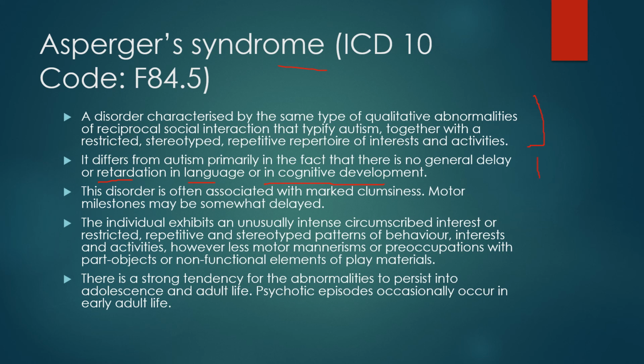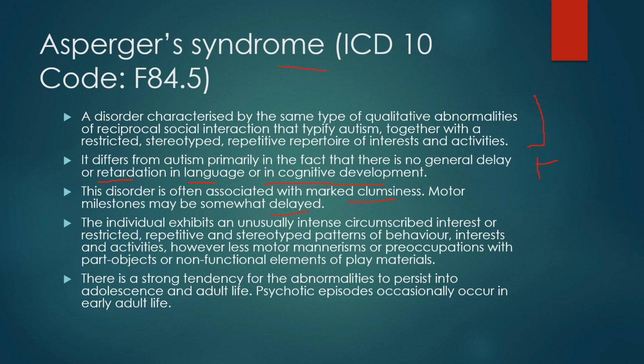So as a child, milestones are normal, their movements are normal, their cognitive abilities are normal, their language interaction is normal. This disorder is often associated with marked clumsiness, so they tend to drop things or break things. Motor milestones may be somewhat delayed. They might start walking and talking slightly later than their peers.